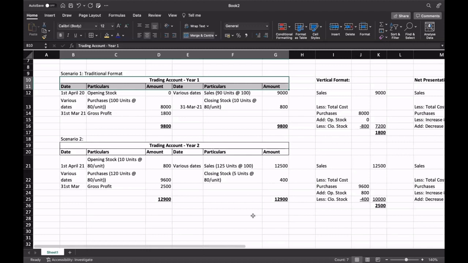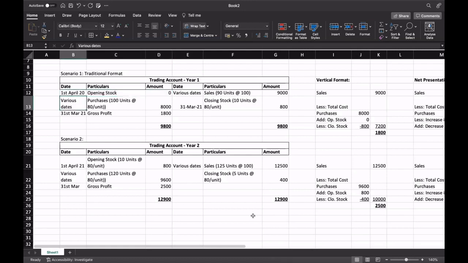Okay. Assuming it's a newly started unit. Let's say they are starting their operations on 1st April 2020. So they don't have any stock. They have to purchase. So opening stock is 0.